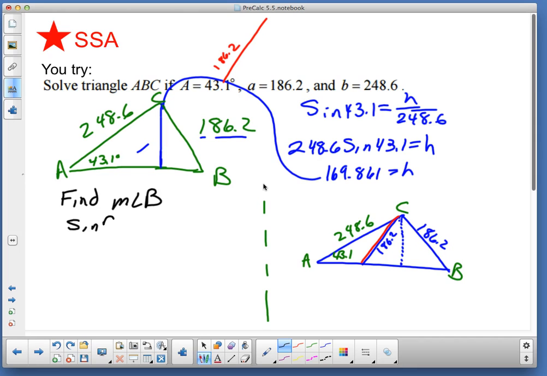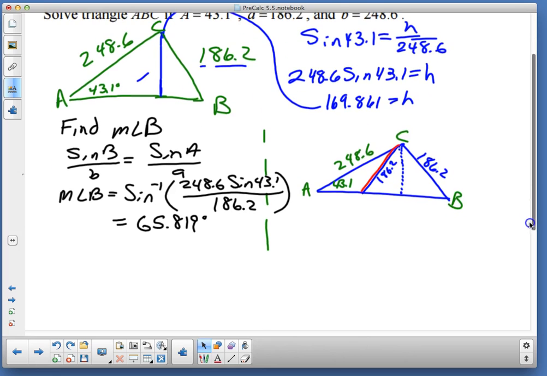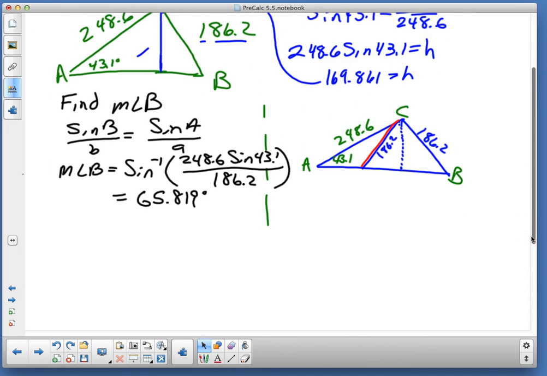So I've got sine of B over b equals sine of A over a. And so the measure of angle B is going to be the inverse sine of b, which is 248.6, sine of 43.1, over 186.2. Okay, so my measure of angle B is 65.819 degrees. Okay, that's the first thing. So I found B. Now I've got A and B, I can find C quite quickly.